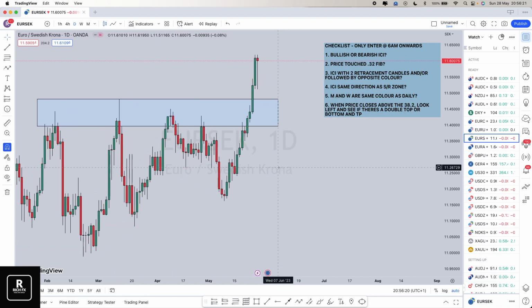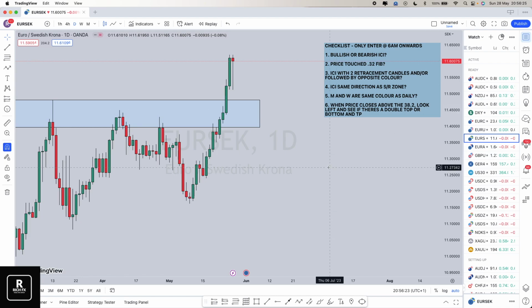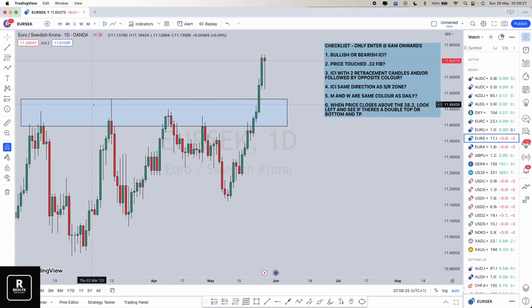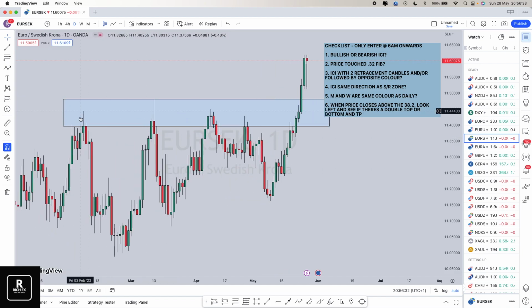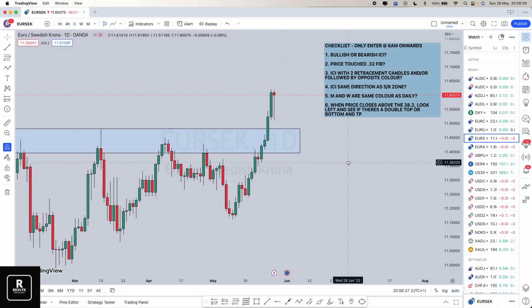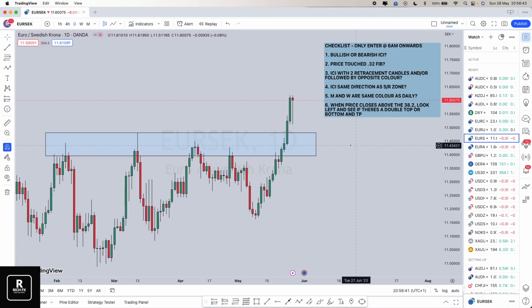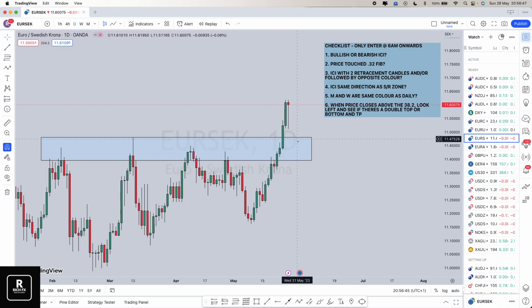Next pair, Euro SEK. So this pair has huge resistance. Literally, you've got like a quadruple top, and I don't think I've ever heard that before. One touch, two touches, three touches, four touches, and you can say this is five. So five touches to the resistance zone. It's a huge resistance zone, and it's finally broken above.